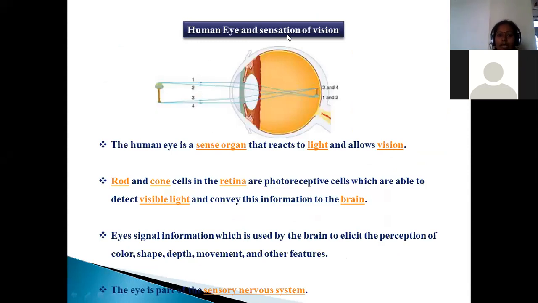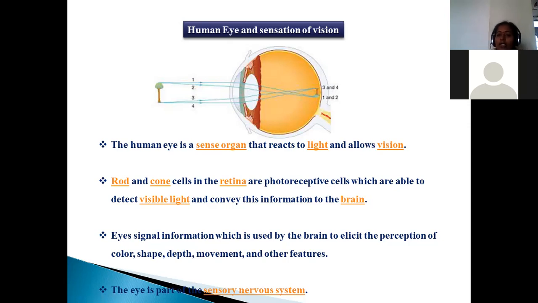Next is the human eye and the sensation of vision: how the human eye is able to give vision and how we can see. These are sensory organs, optical devices used to see the objects present in our surroundings. It is an essential organ of the body, directly connected to the brain through the optic nerve.